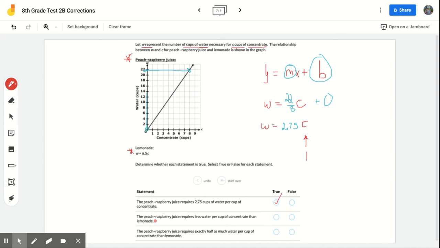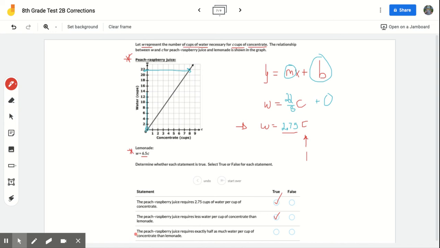Moving on, the peach raspberry juice requires less water per cup of concentrate than the lemonade. Well, let's see. The peach raspberry, which is this equation right here, needs 2.75 cups of water for every cup of concentrate, and the lemonade, which is right here, the slope is the rate of change, or your unit rate, needs 6.5. So yeah, the peach raspberry juice does need less water.